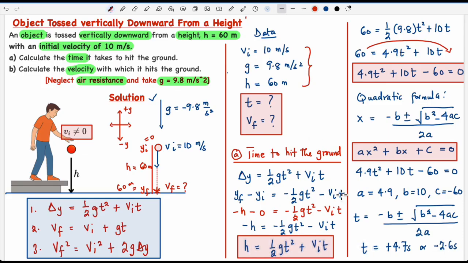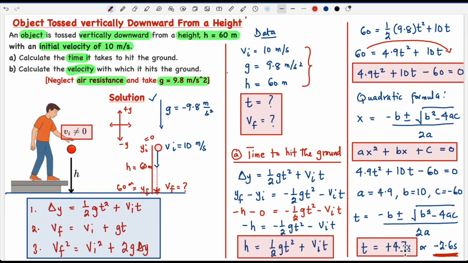However, with this solution, we don't have a negative time. So the time we need to take is the positive time as our solution. So in this problem, it is going to take the object 4.7 seconds to hit the ground, which is completely different from the problem we solved when the object was just released from rest. And the negative time, which is the other solution, is not physically possible. So the physical interpretation is that the time has to be positive and it is 4.7 seconds.